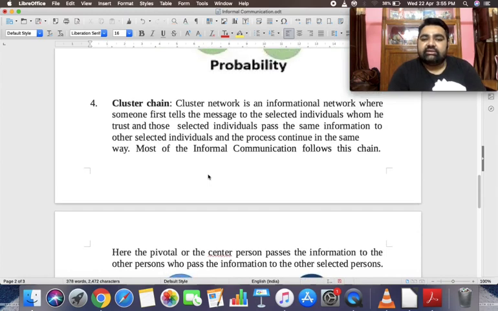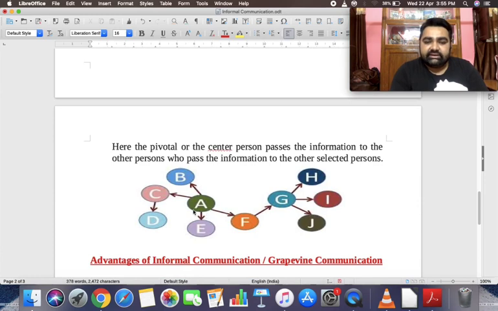So cluster chain is a kind of network where the information is passed to the receiver whom the sender will trust. The sender has trust in whom he will tell the information to, and only to them. Further, the person will again transfer the message to the person whom he trusts, and this is the figure. Suppose A is the sender, so if A trusts B, then he will transfer the message to B. Again, if A trusts C, he will tell the information to C, and then if C trusts D, C will transfer the information to D, and this keeps on moving.